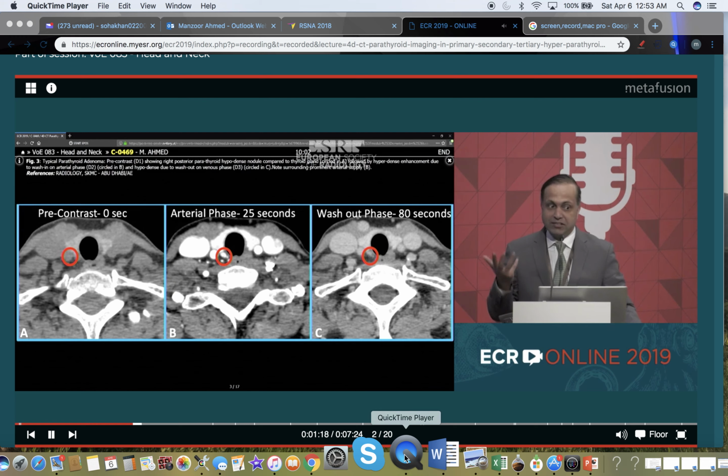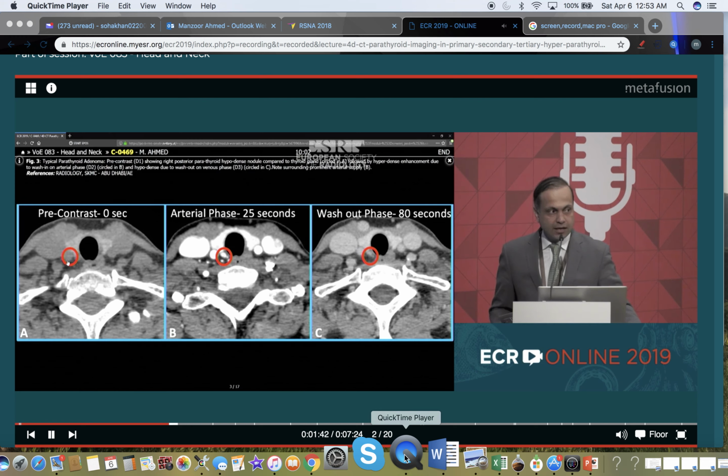But the number three reason why we do it: the surgeon loves it, right? It gives them such a good anatomical localization of the lesion and the neighborhood. So here you see a classic example of parathyroid adenoma on 4D CT. You have to do the first phase, which is the non-contrast. Thyroid has iodine, but parathyroid doesn't have iodine. So you need to have that.